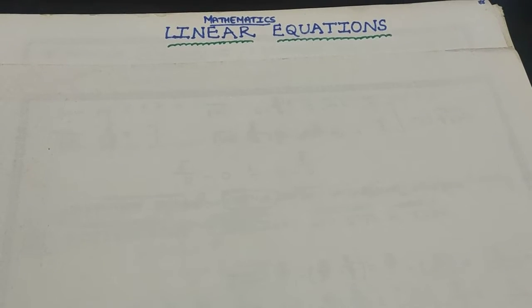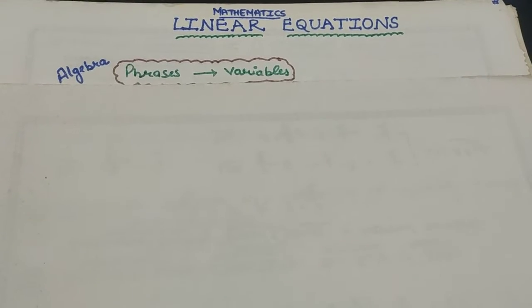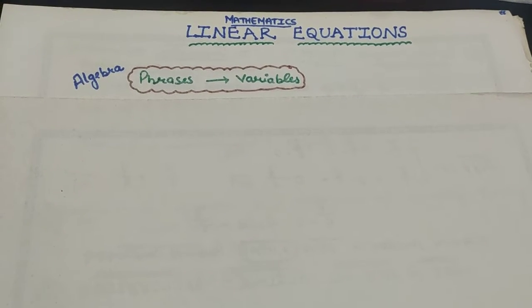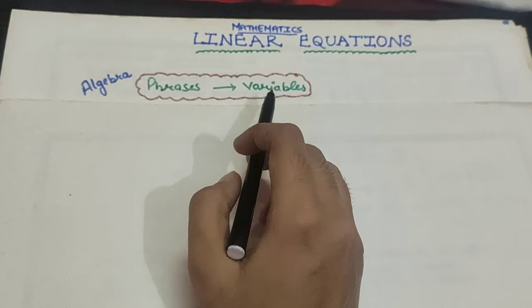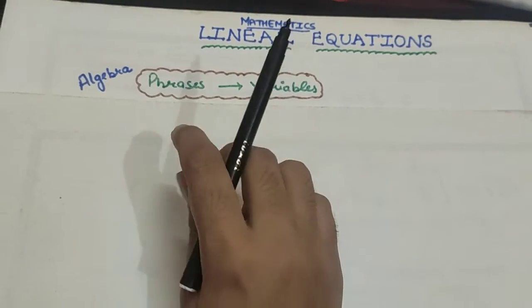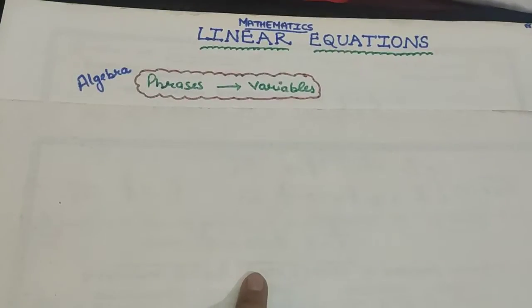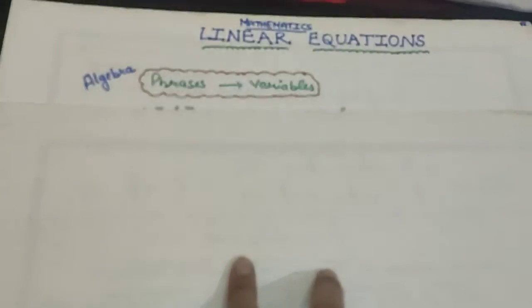So in the previous classes, we have studied about the algebraic expressions, right? So we have seen how algebra helps us write long phrases in a short way using variables. So that's the beauty of algebra. Algebra helps us to write down long phrases in a short way by using the variables.